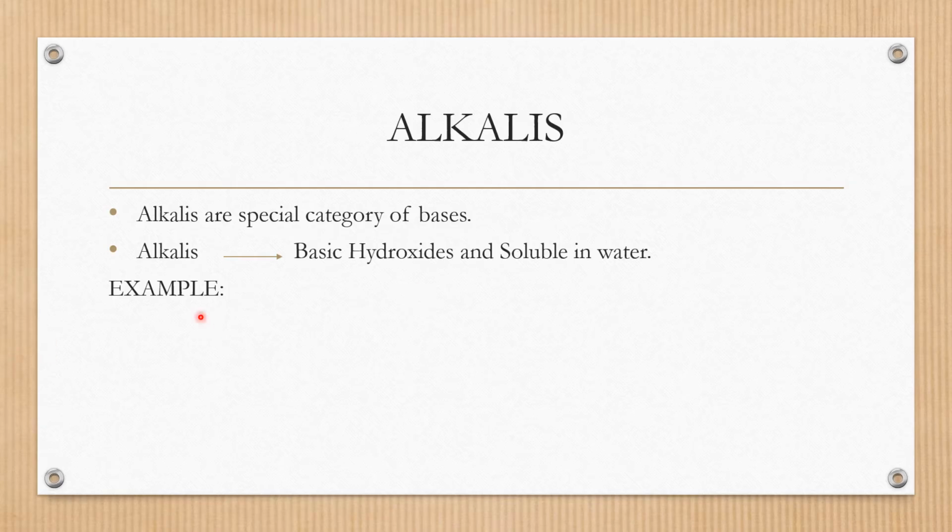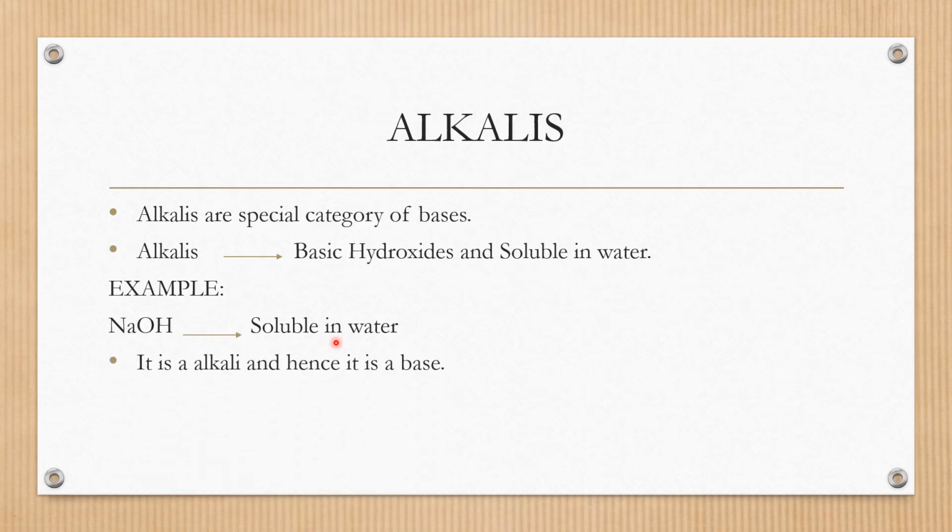The example is NaOH. As we all know, NaOH is soluble in water. Since it is soluble, it is definitely an alkali, and it is also a base. A base may be soluble or insoluble, but an alkali must be soluble. So NaOH is a base and an alkali.